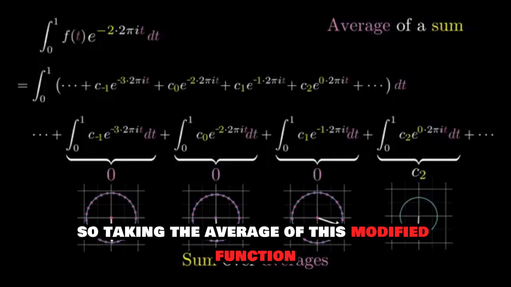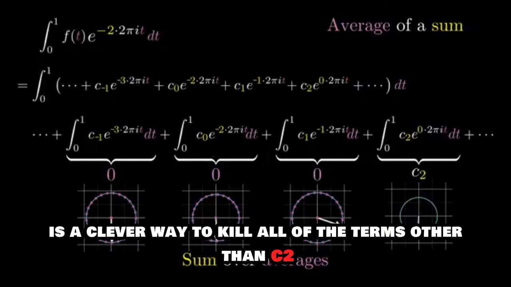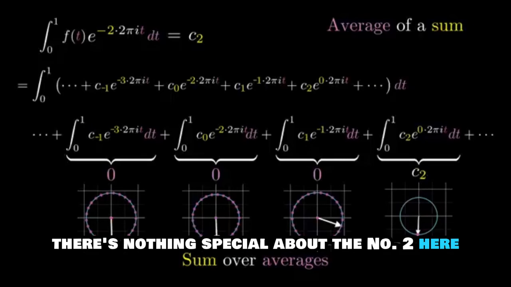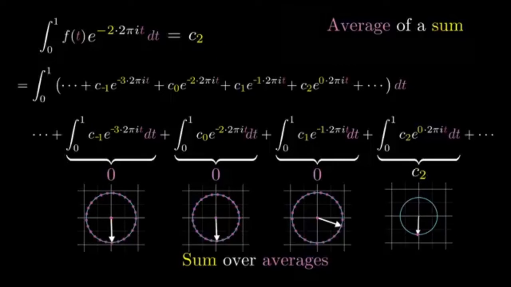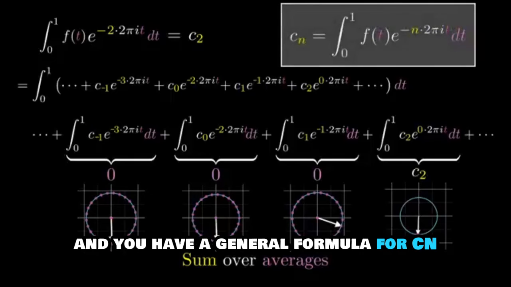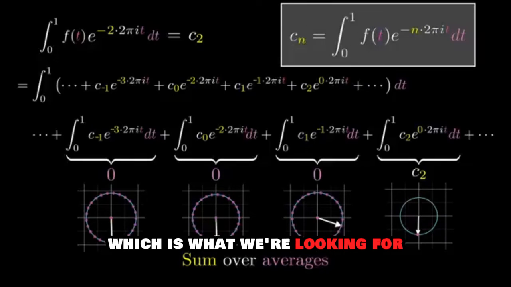So taking the average of this modified function is a clever way to kill all of the terms other than c2. And of course, there's nothing special about the number 2 here. You could replace it with any other n, and you have a general formula for cn, which is what we're looking for.